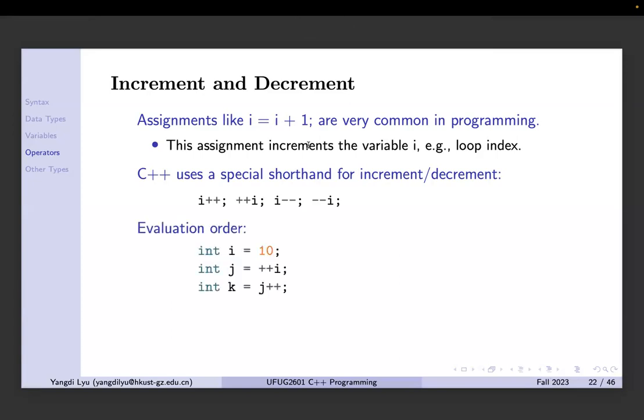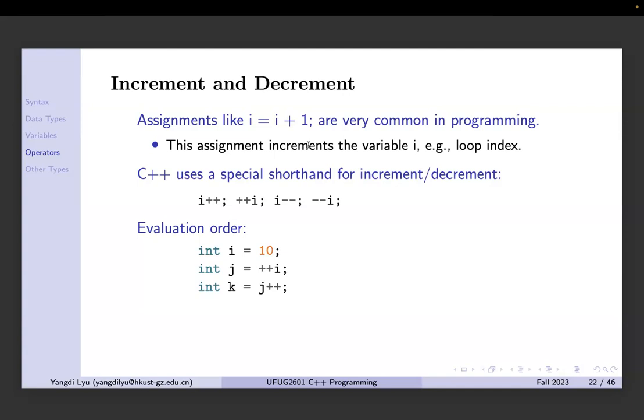Let's use one example, all right? Assume we first define some variable i, an integer, with value 10. Then we say, how about we assign i plus 1 to j? We can write something like this: j equals plus plus i. What's the value of j?